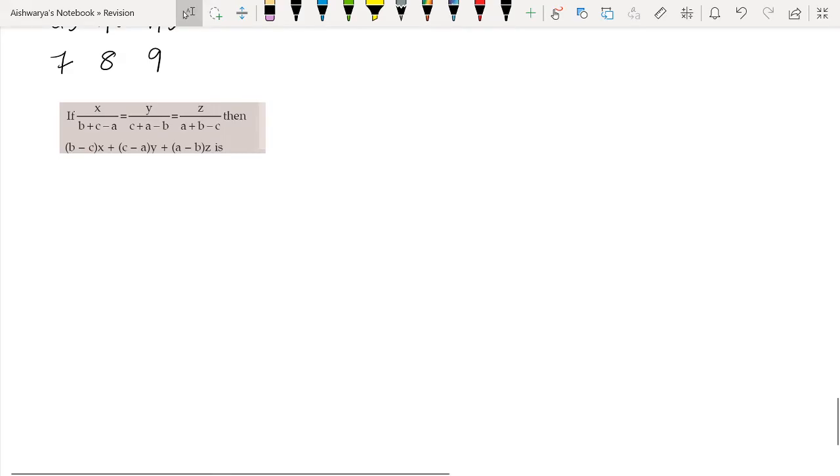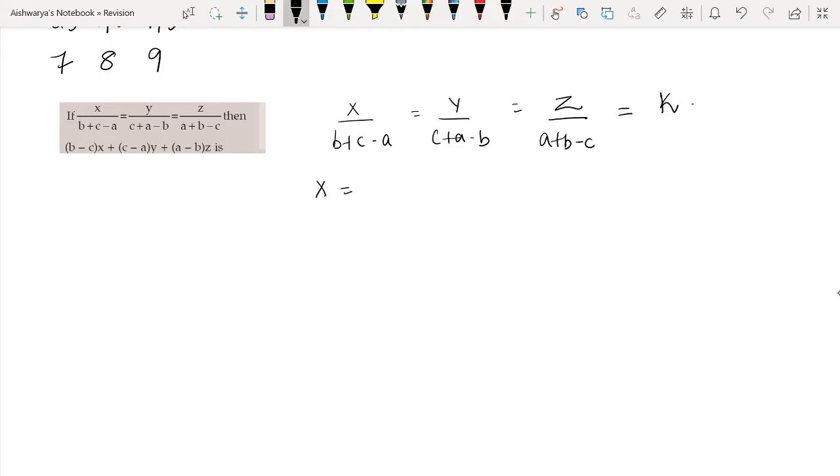Okay. Again, these kind of questions will come commonly asked in the exam. So all you have to do is x by b plus c minus a is equal to y by c plus a minus b is equal to z by a plus b minus c. You need to say this is equal to k. So x is equal to, y is equal to, z is equal to. All the three values we will get, okay, in terms of k, in terms of k, in terms of k.